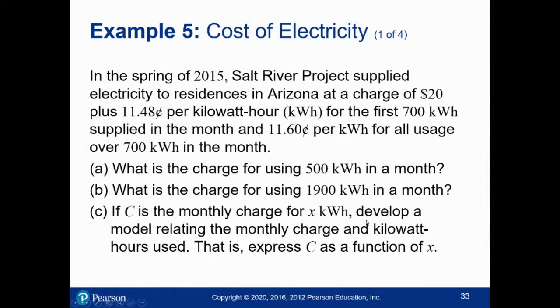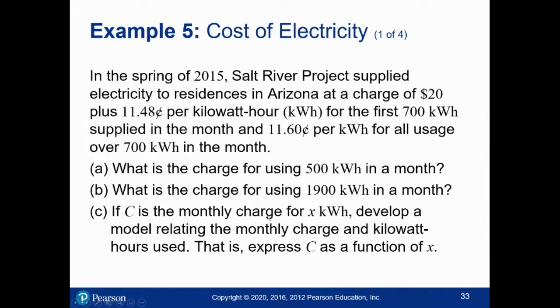Okay, another example. In the spring of 2015, a particular project supplied electricity to Arizona for $20 plus 11.48 cents per kilowatt hour for the first 700 kilowatt hours, and a slightly higher price for all usage above that. This is pretty typical. They'll give you a certain amount of electricity at a low price, but if you are a high usage customer, they start charging you more for the more electricity they send you. So what will be the charge for 500 kilowatt hours or 1900 kilowatt hours?